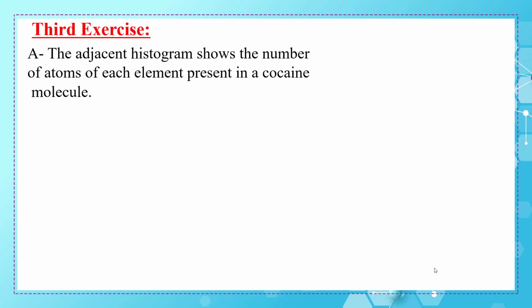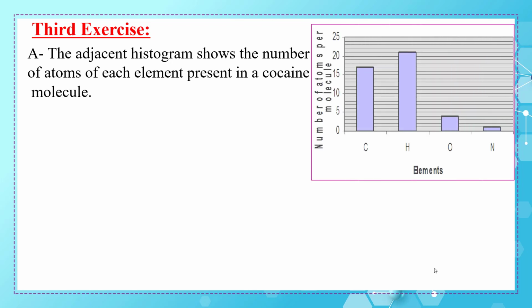Third exercise: the adjacent histogram, other name bar graph, shows the number of atoms of each element present in a cocaine molecule. As you see, here we have the bar graph or histogram that shows the number of atoms of each element in the cocaine molecule. Transform the histogram into a table. So easy. This skill should be kept in our mind to solve chemistry and biology questions that are similar to this question. So how can I transform the histogram into a table?